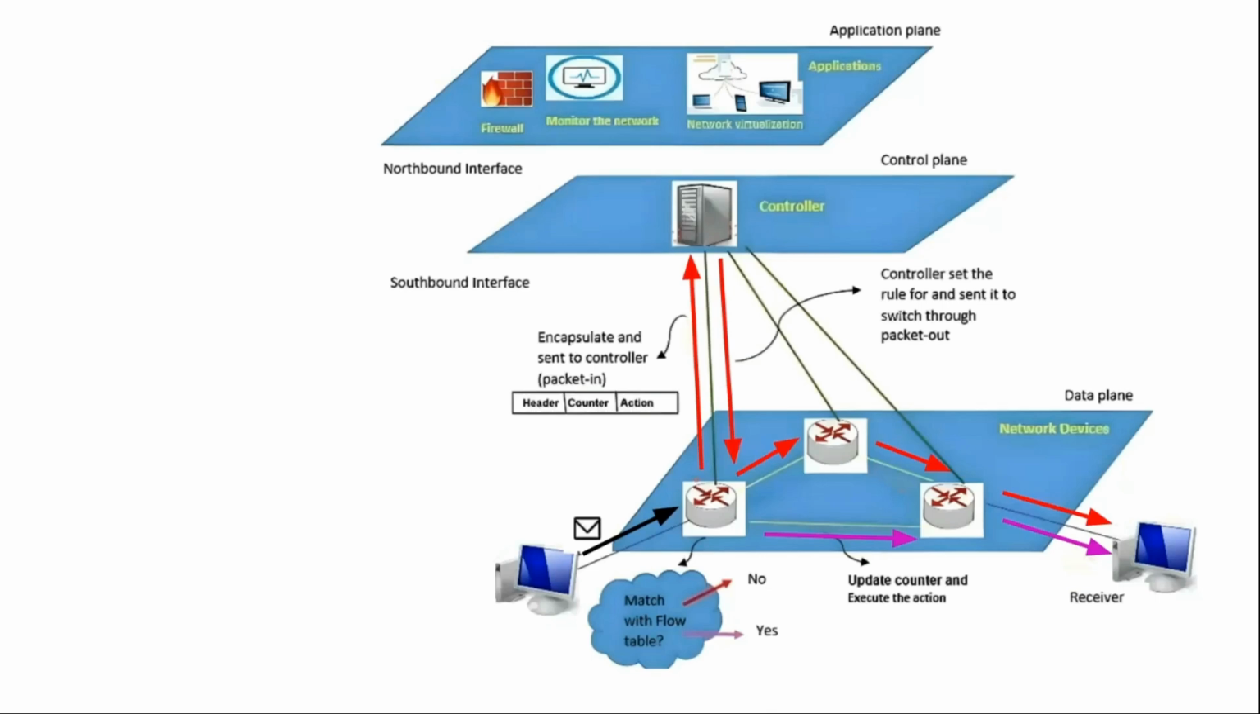We've seen two instances. The first instance is when there is no match with the flow table, and the second instance is when there is a match with the flow table. So that's about the working of an SDN network.